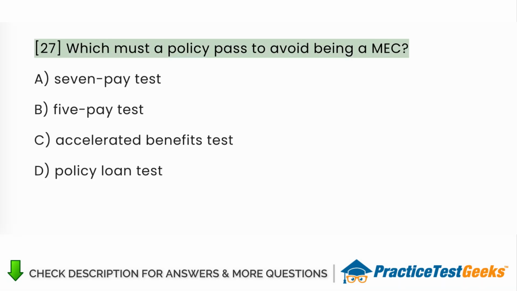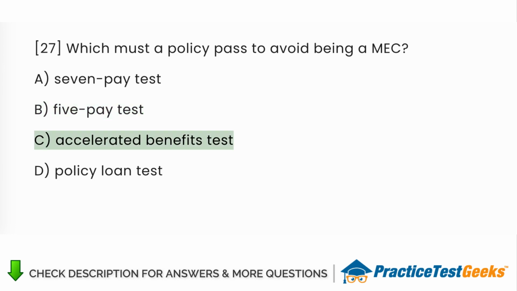Which must a policy pass to avoid being a MEC? A. 7-pay test. B. 5-pay test. C. Accelerated benefits test. D. Policy loan test.